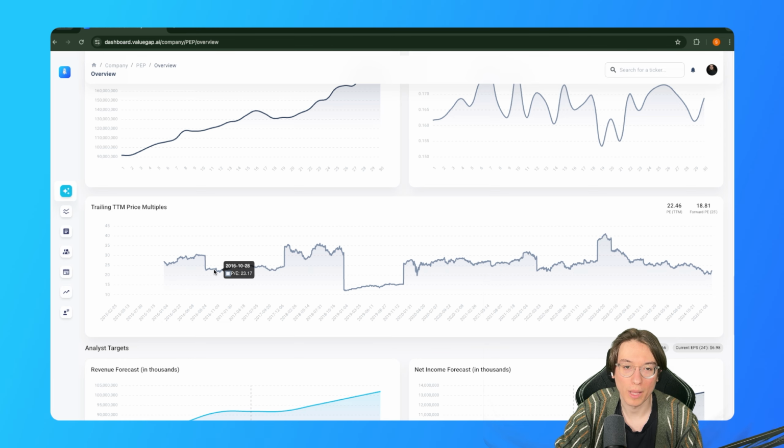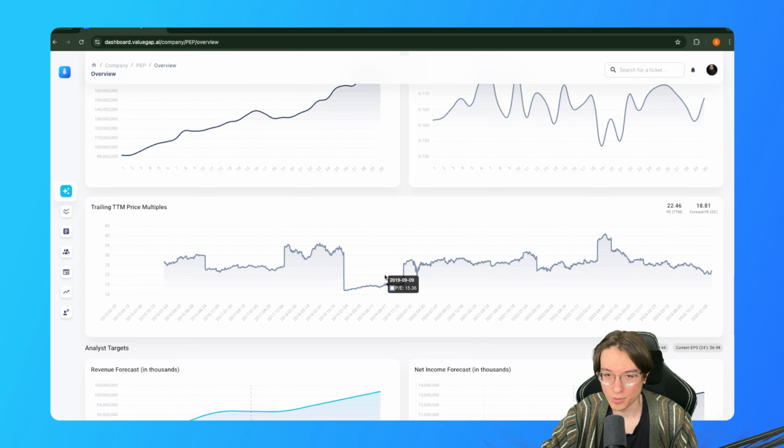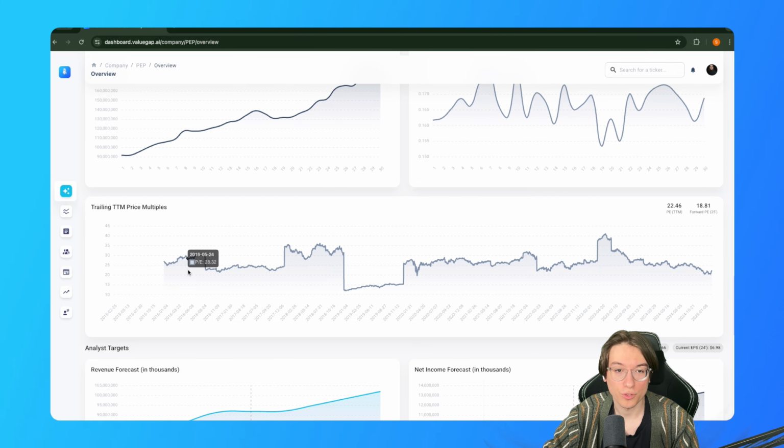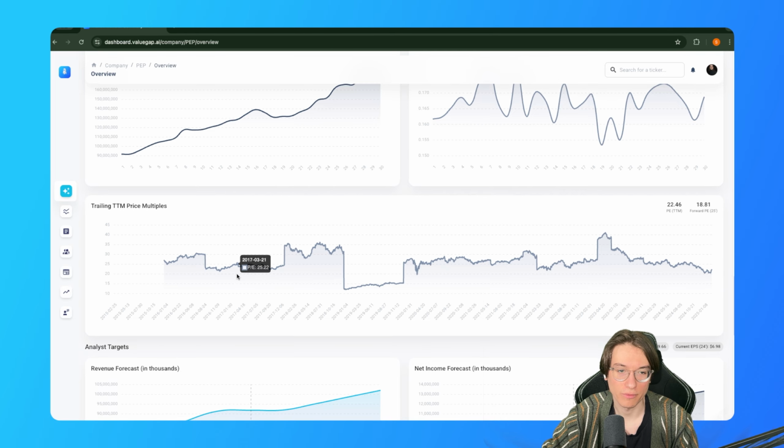So for example, PepsiCo here, with the exception of 2019, when I believe they had an outsized income that year that was non-recurring, has very seldom traded below 20. Well, the current PE is on the lower end of this range. So if that is a valuation signal for you, you can act on that as an investor.